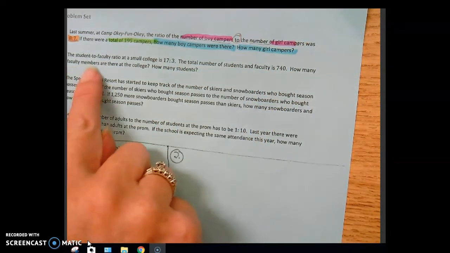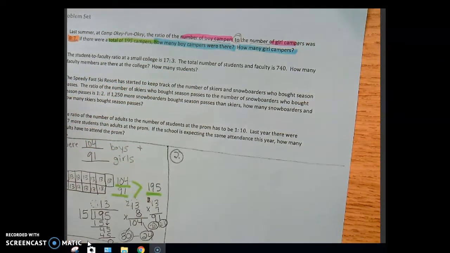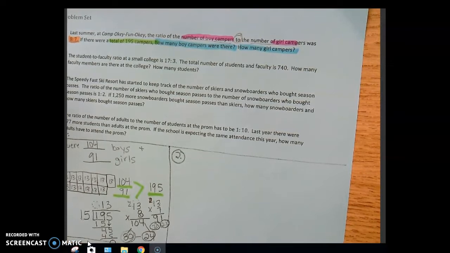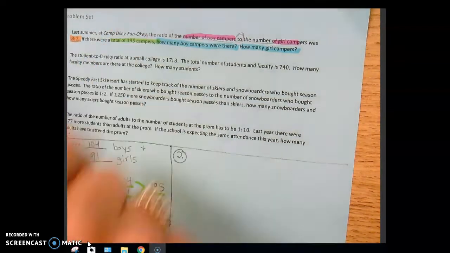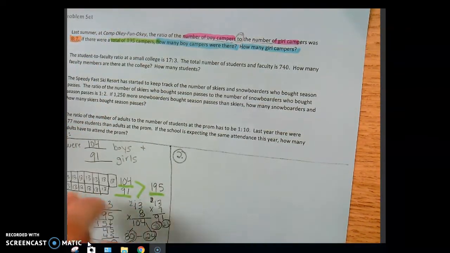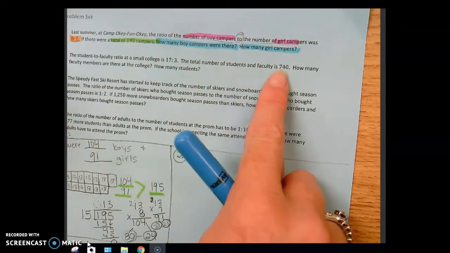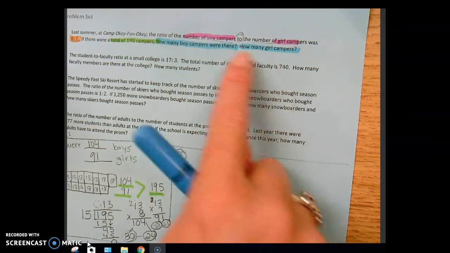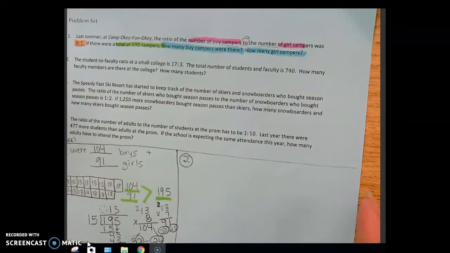How many faculty members are there at the college? How many students? Okay, this is very similar to this first one, so I'm going to let you do it exactly like we did this one. See if you can make that application and figure that one out, because it is 2 questions. It has total number of students and faculty, just like this total number. So I'm going to let you do number 2 on your own.